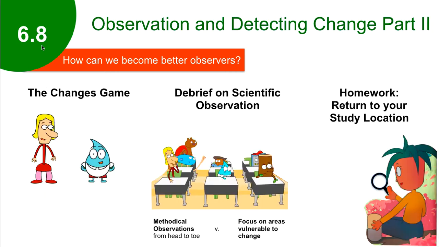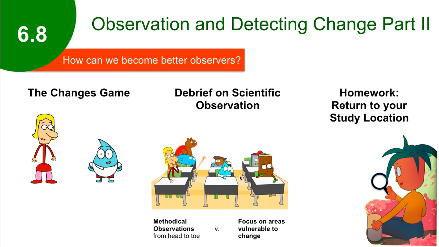In 6.8, we're continuing to figure out how to become better observers, and we'll use the Changes game to reveal some more tips for observing. Students will partner up, just like Mandy and Dewey on the slide. Mandy observes Dewey and then closes her eyes. Dewey makes a quick change to his appearance, and then Mandy has to notice the change. Then they switch. Did you notice Dewey's color change?